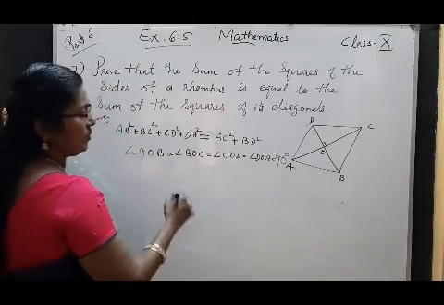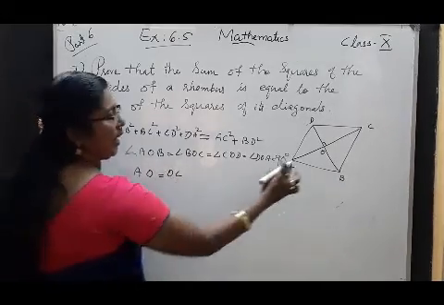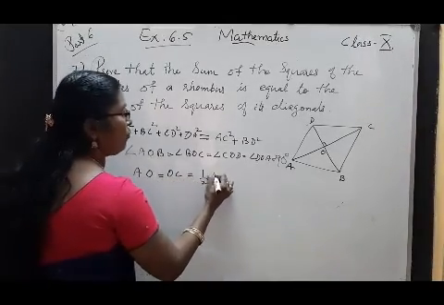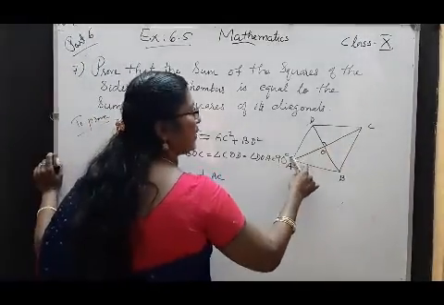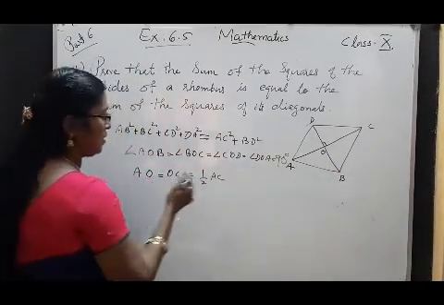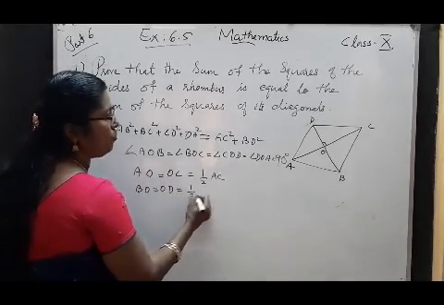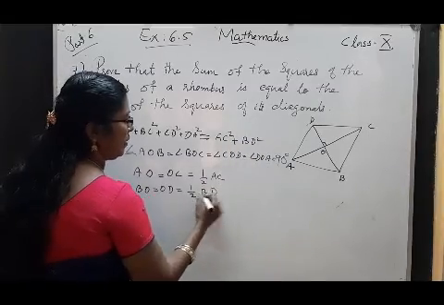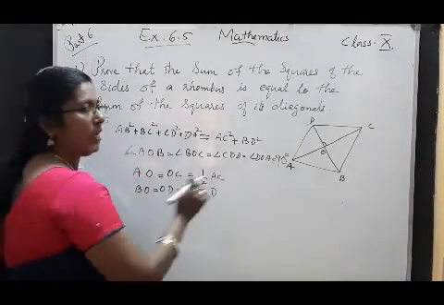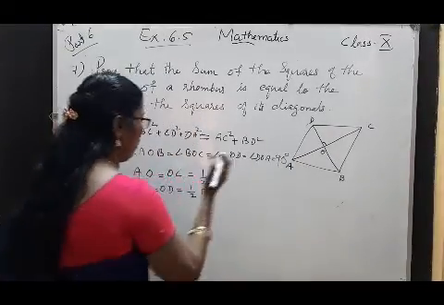Then AO equals OC. AO and OC are equal, since they bisect each other, and that is equal to half of AC. The AC is the diagonal, and half of AC is AO and CO. In the same way, BO equals OD, that is half of BD. Each triangle is a right angle triangle because this is 90 degrees. So take this triangle ABO.